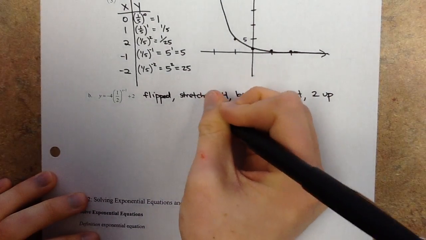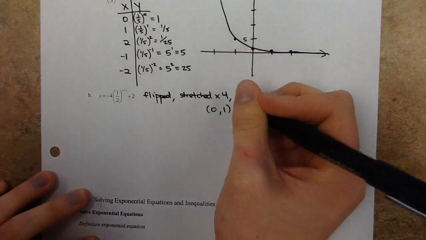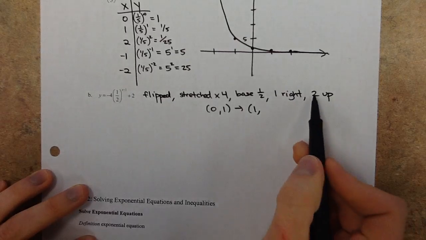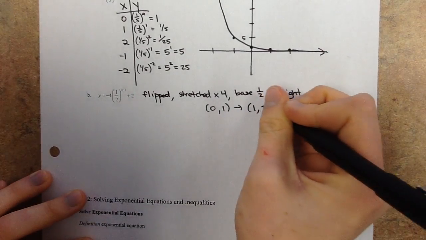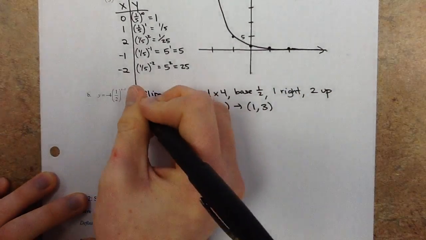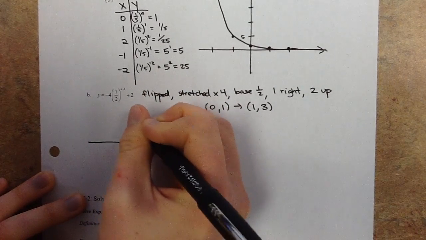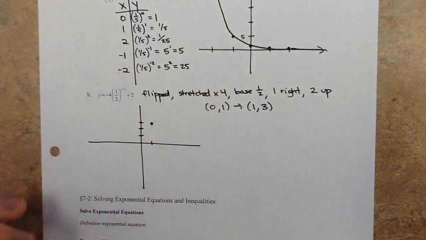So let's start with this. My starting point again is normally 0, 1, but I'm moving 1 unit to the right from 0 to 1, and I'm moving 2 units up, so from 1 up to 3. Okay, so I'm starting at the point 1, 3. I've got that much going.